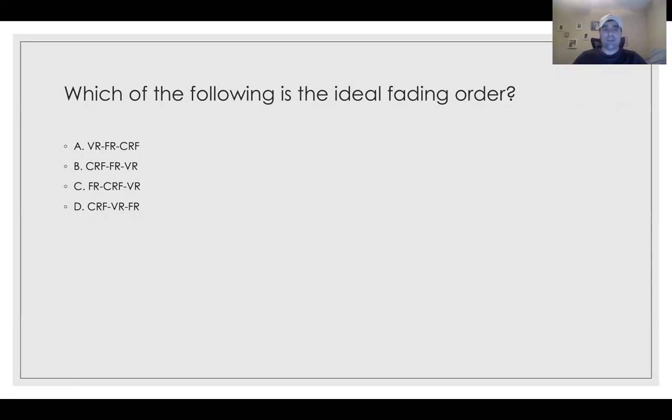Finally, you want to maintain the behavior. Okay, you strengthened it, now you maintain it. So what do you do? You fade to a variable schedule. VR, which is the strongest reinforcement schedule, the strongest basic reinforcement schedule. Okay, that's how you maintain it.